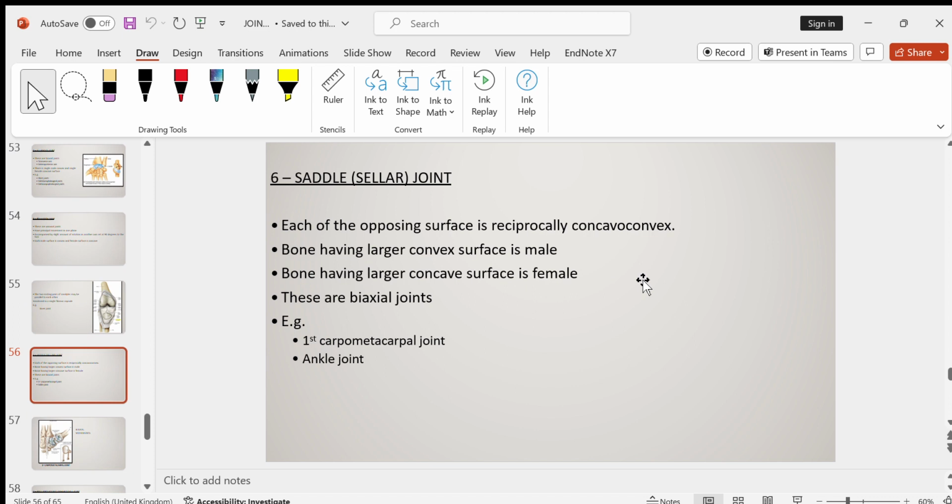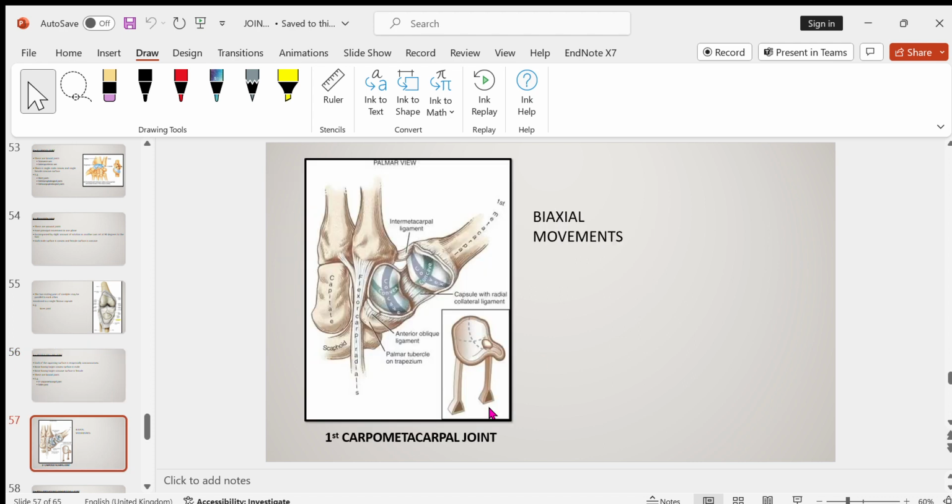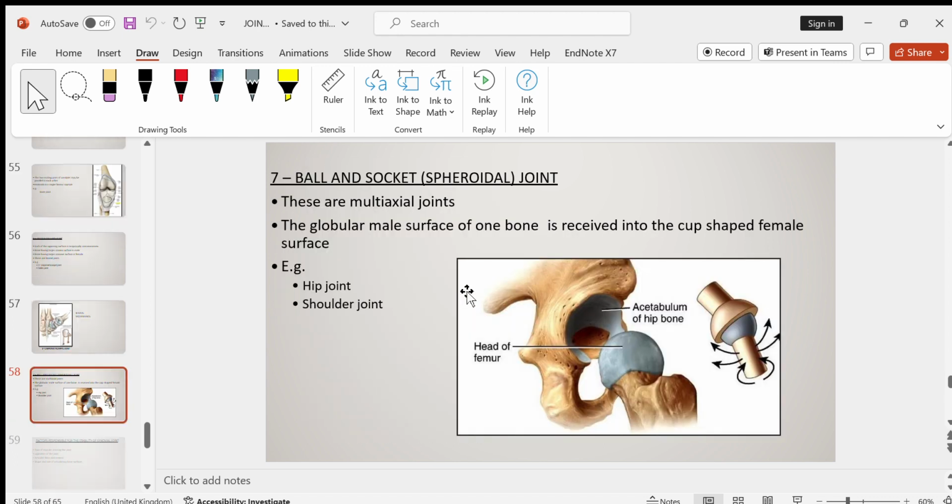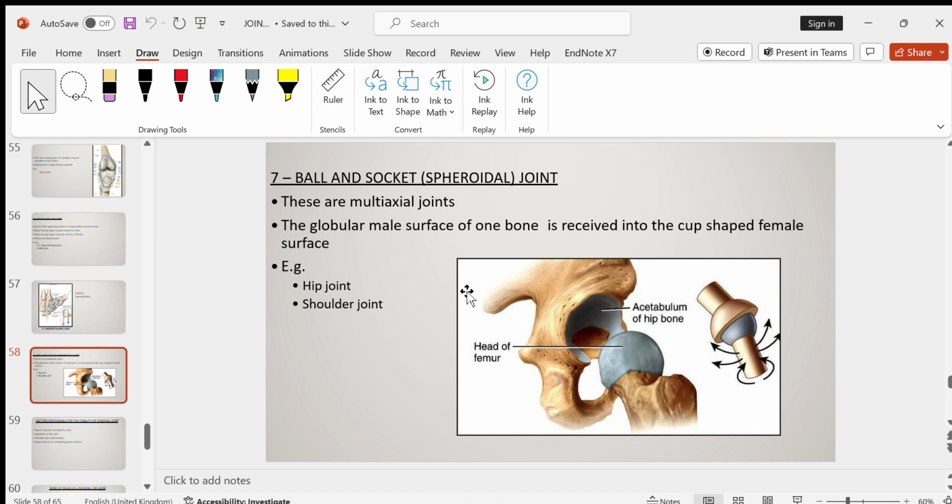Next joint is the saddle joint or the sellar joint. The articulating surfaces are in the form of a saddle and they articulate with each other. A typical example is first carpometacarpal joint. Here we can see the articulating surfaces are in the shape of a saddle. So this is an example of saddle joint. The last one is the ball and socket joint, also called the spheroidal joint.